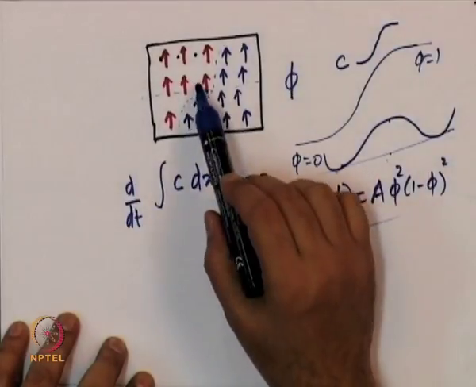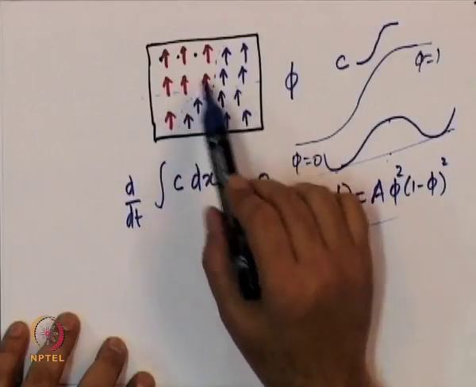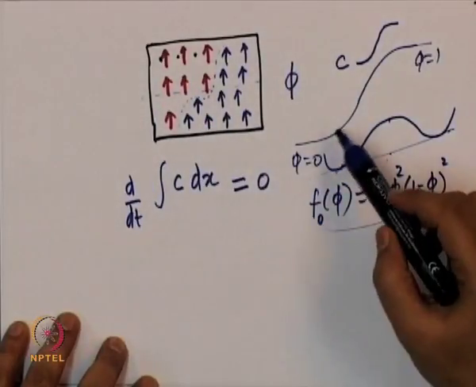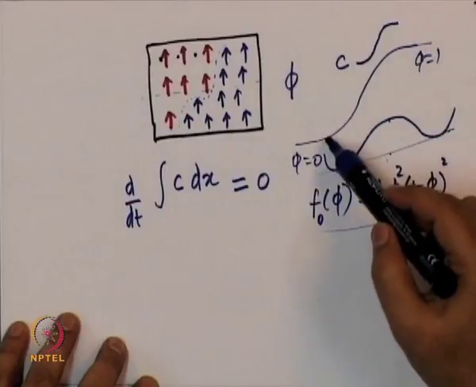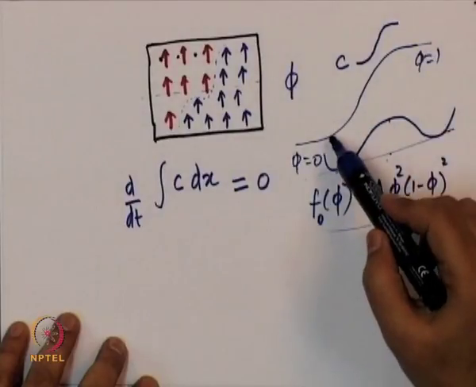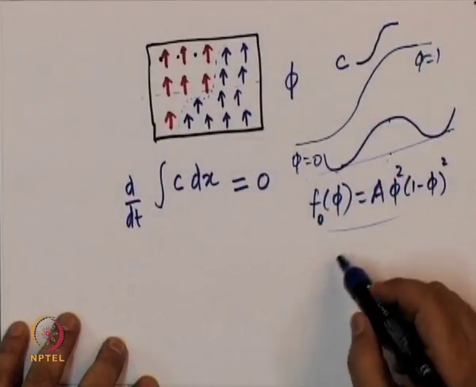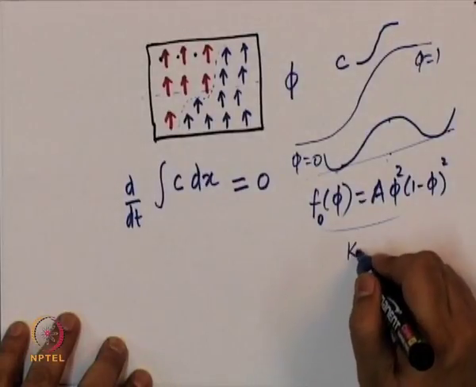And there is this region where the shift from blue atom to red atom takes place, and that is the region where the order parameter changes from this to this. So for that region there is an energy associated, that I will give in terms of.